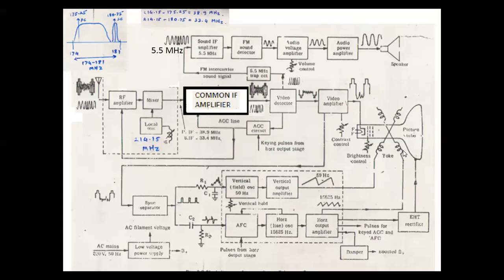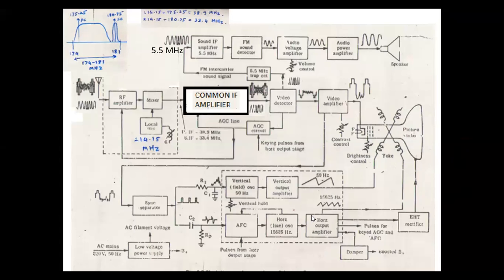So what is the function of the H coil and V coil? The H coil is responsible to move the electron beam from left to right, and the vertical coil is responsible to move the beam from top to bottom. So the horizontal coil moves the beam from left to right, and the vertical coil moves the beam from top to bottom. So left to right and top to bottom, accordingly that raster, that is the picture information, is scanned and displayed on this picture tube.